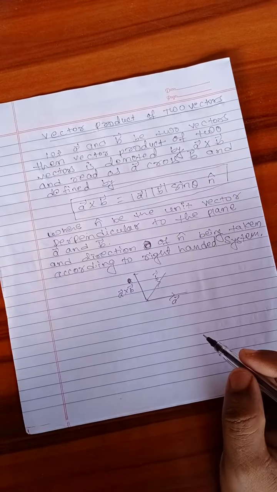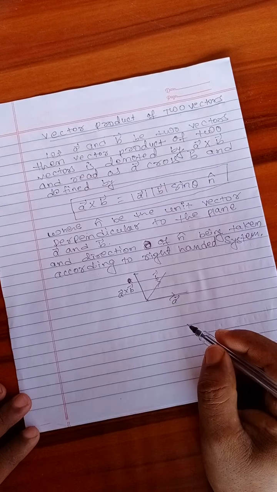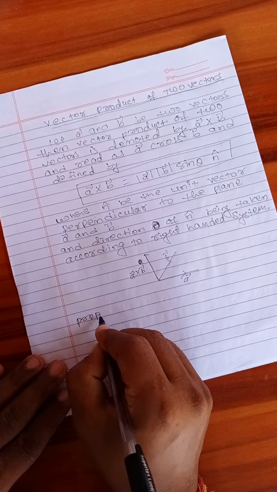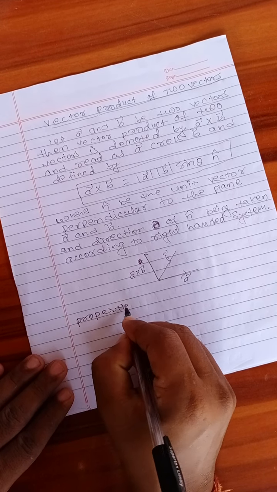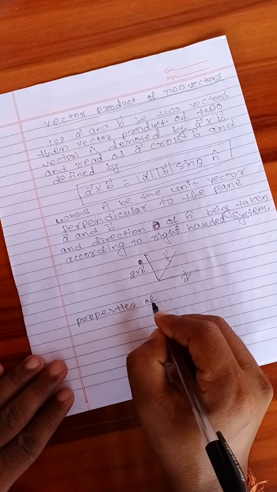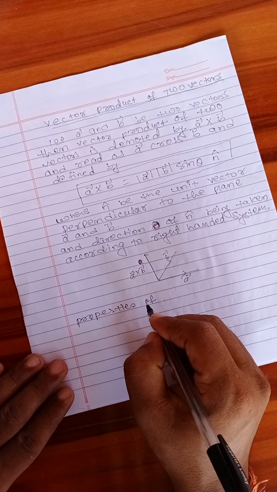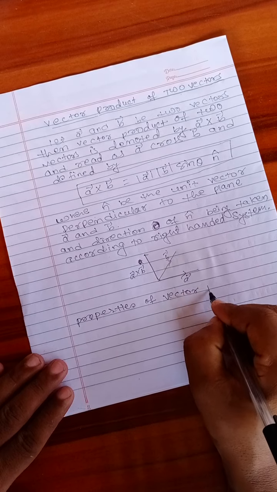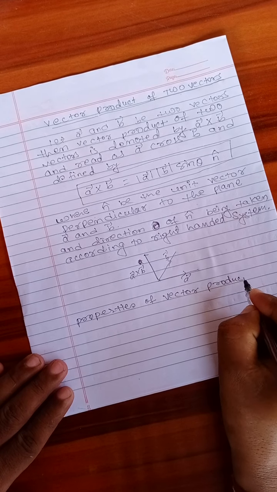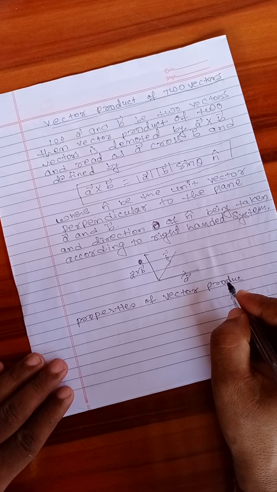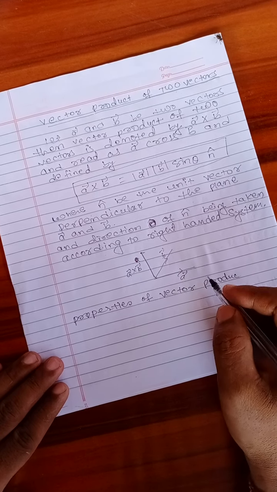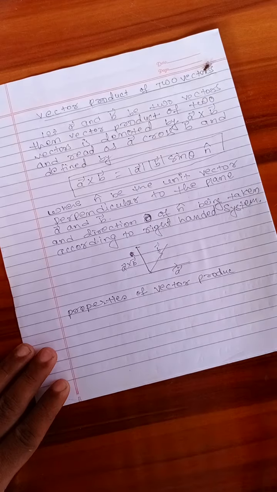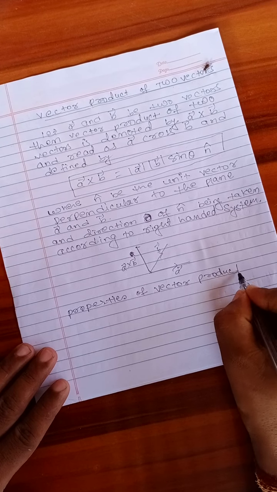Okay, and let's have some properties here: properties of the vector product of two vectors. After the definition, we have the properties. We are talking about the product, not the vector; vector space properties we have already discussed in the first content.